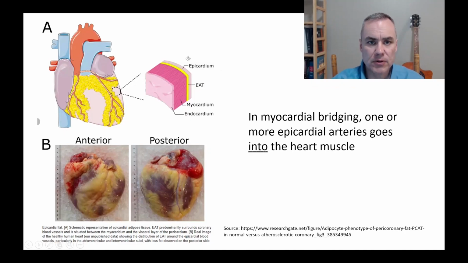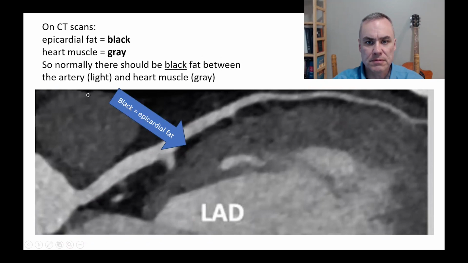So if the artery is supposed to be out here, outside the heart, we should see a black layer and then the heart muscle underneath. The heart muscle should be some level of gray. So the myocardium, the heart muscle, should be gray, and the fat, the adipose tissue, should be black, and then the artery beyond that. Let's take a look.